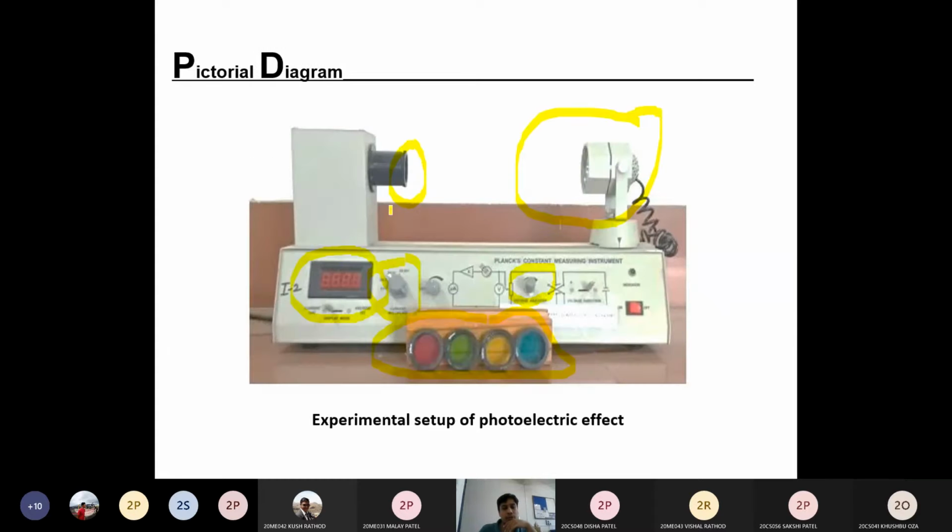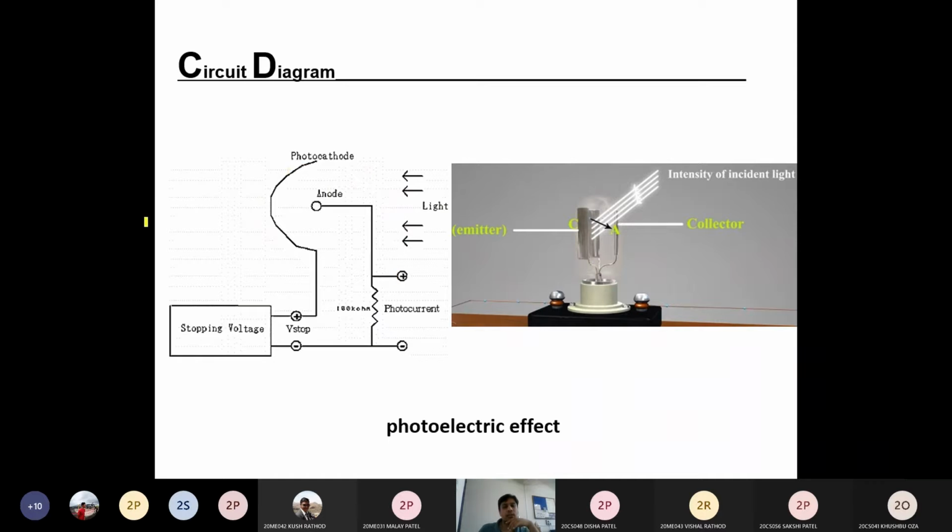Okay, so inside this particular tube, we are talking about this particular tube. Okay, so inside this particular tube we have this kind of circuit. So here we have a photocathode, this is the anode. So we are applying some potential difference to the photocathode, and light is incident on the photocathode. So whenever light is incident on the photocathode, electrons will be emitted. This material emits the electron, and that electron is attracted towards the anode.